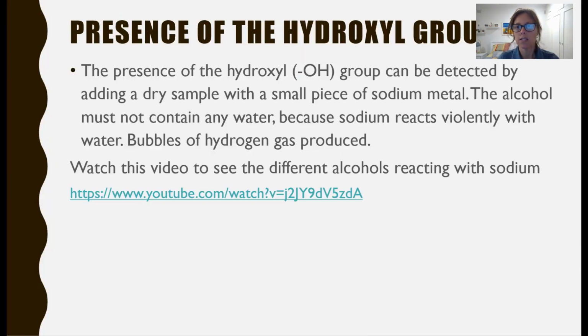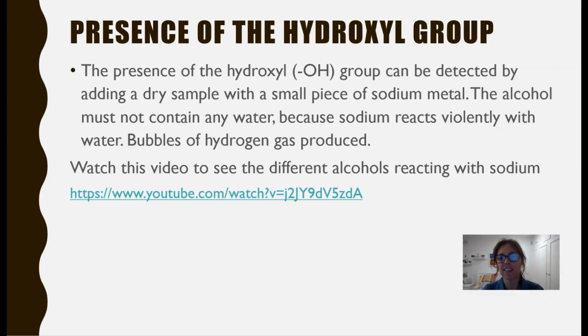And our other test that we are going to look at is going to be our hydroxyl group. Now, our hydroxyl group is present in our alcohols. So if we've got a dry sample of our alcohol, so that is no water is present, and we add it with a small piece of sodium metal, the alcohol will react violently if water is present, so we don't want it to be there. We will get bubbles of hydrogen gas being produced.